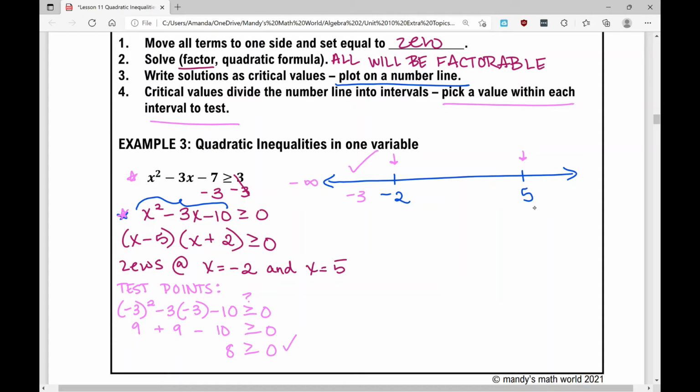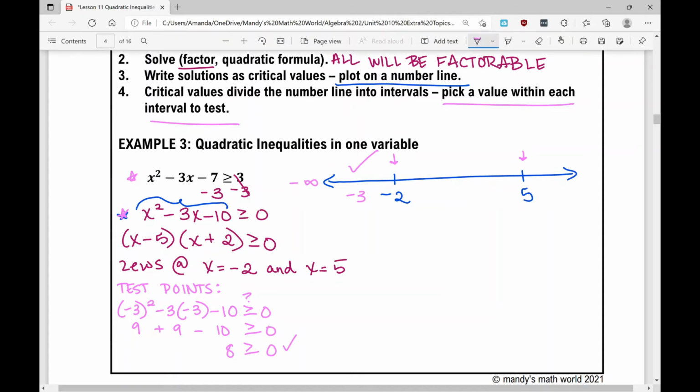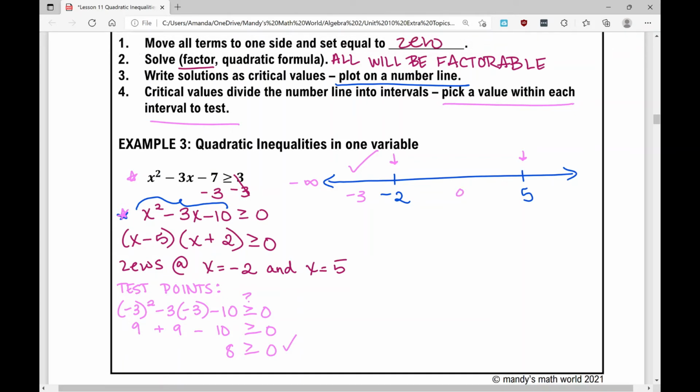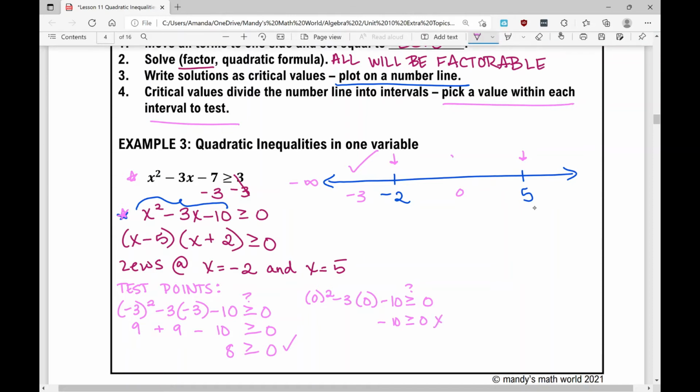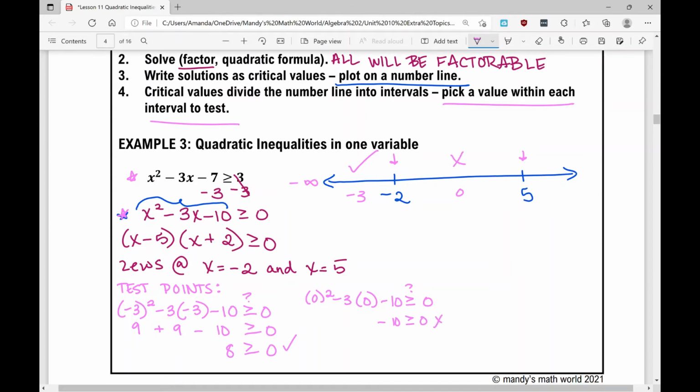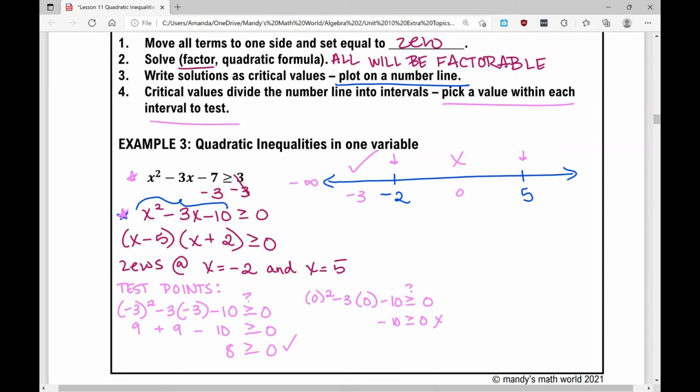Let's test the next section. Anything between a negative and a positive, I always test the point 0. It's a super easy point to test. So when I plug in 0, I'm going to get 0 squared minus 3 times 0 minus 10. Is it greater than or equal to 0? 0 squared minus 0, negative 10. Is negative 10 greater than or equal to 0? No, it's not. This interval is not included in my solution set.